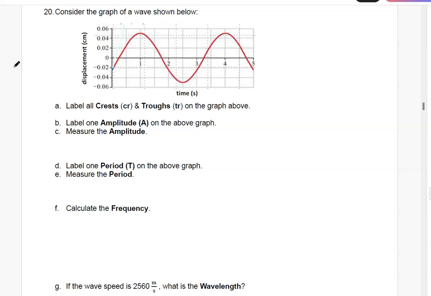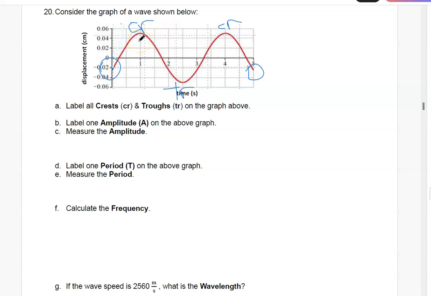Okay, so part A says label all crests and troughs, and we've done this before. So crests are going to be CR, and troughs, there's only one trough visible. You'll notice this isn't quite all the way down to the trough, and neither is that, so we're not going to label it a trough. So we have 2 crests visible and 1 trough visible.